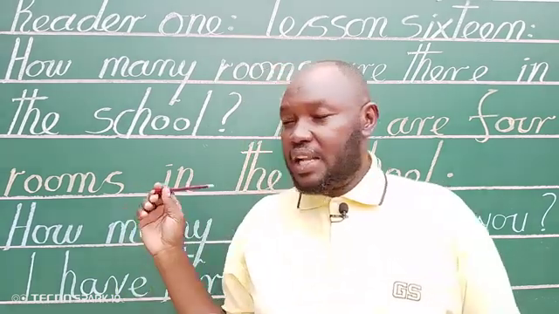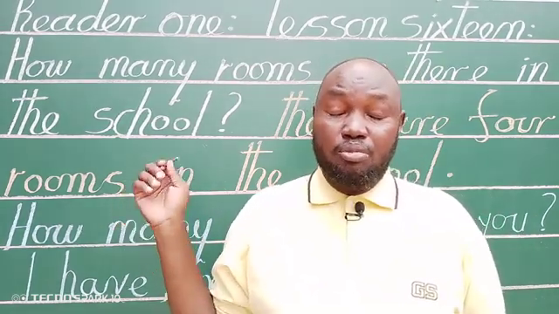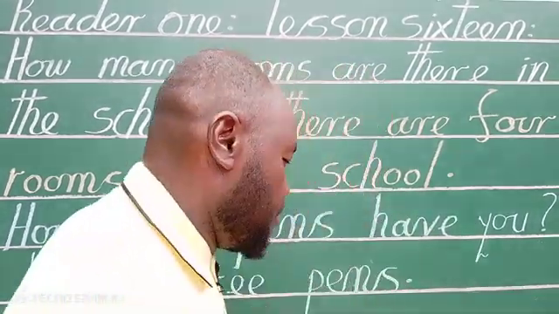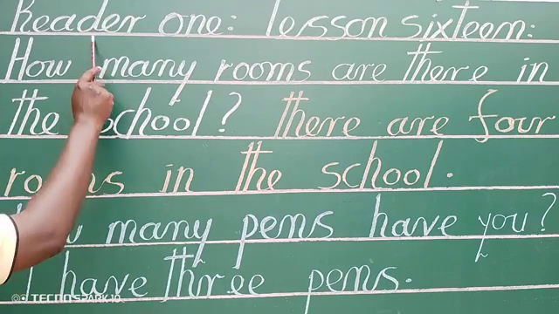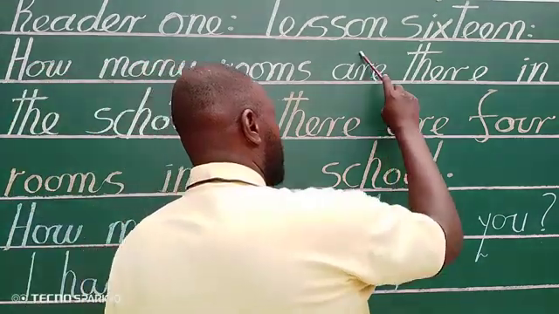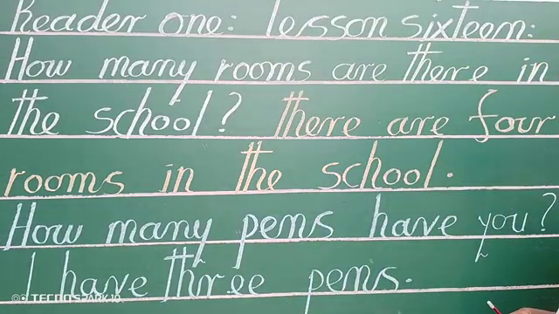We came to the last part of the lesson so that we should make time for translations. Have a look at this in order to get what it means exactly. Reader 1 means كتاب المطالعة الأول. Lesson 16 means الدرس السادس عشر.